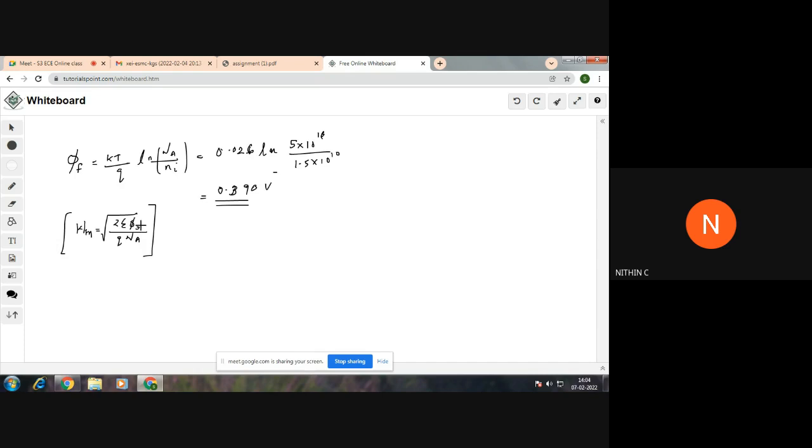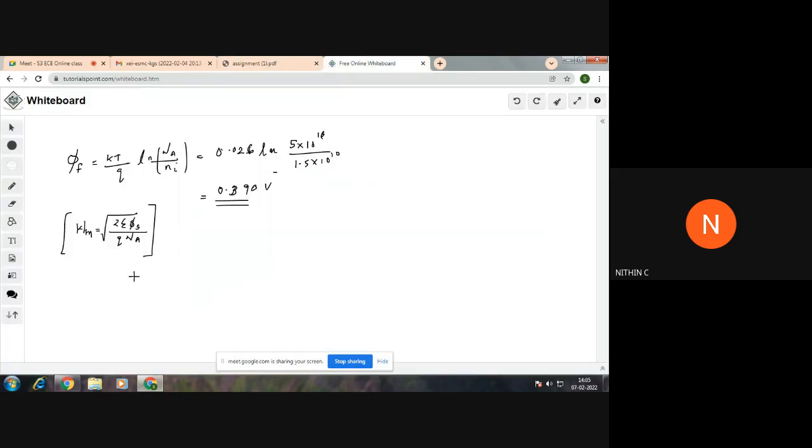And this phi s value will depend upon which condition you are taking. If you are considering the case of an intrinsic semiconductor, then you will have to take phi s equal to phi f. If it is mentioned that you need to consider the case of strong inversion, then you will have to take phi s as 2 phi f. That's the difference. So in part a, you are considering the semiconductor surface as intrinsic.